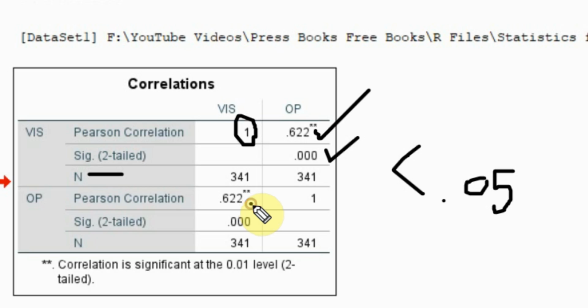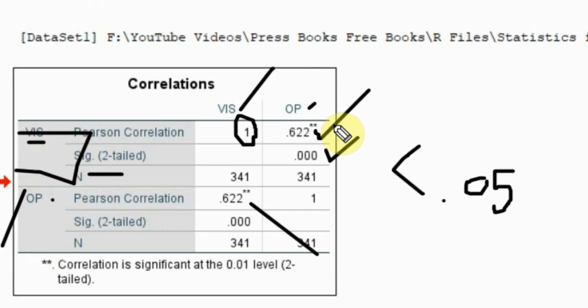Now again, this is just mere repetition. First it was vision with vision and OP. Now it's OP with vision and OP. Now how do you want to present it? You can just simply remove this particular section here or this particular section here when you are presenting your results in a Word document. I'll just show you how to do this as well.